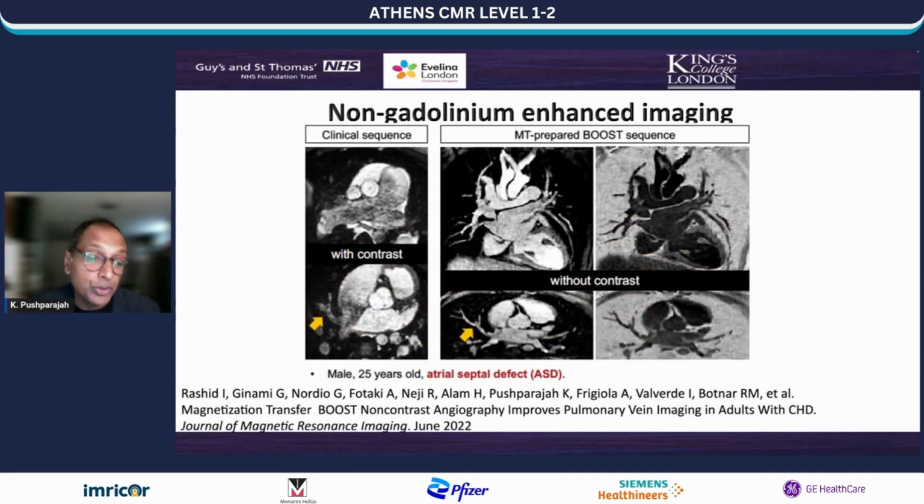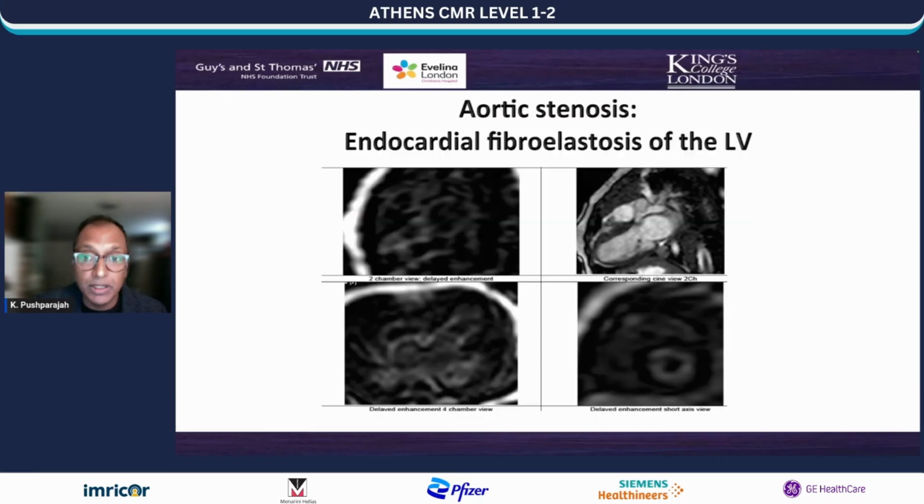Of course, there are more up-to-date non-contrast techniques, and this is using an MTC boost sequence that was developed by Claudia Prieto and René Bottner and applied in our cohort of patients with congenital heart disease at King's College London, with really excellent results where you can see isotropic 3D whole heart, bright blood and white blood imaging to show the anatomy.